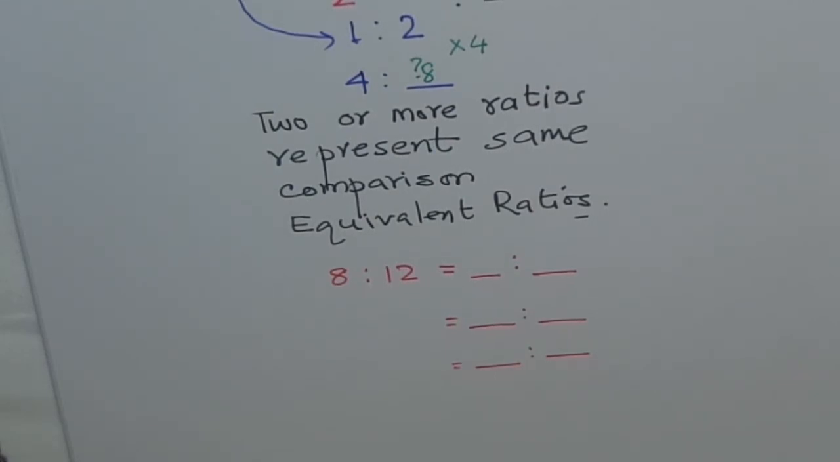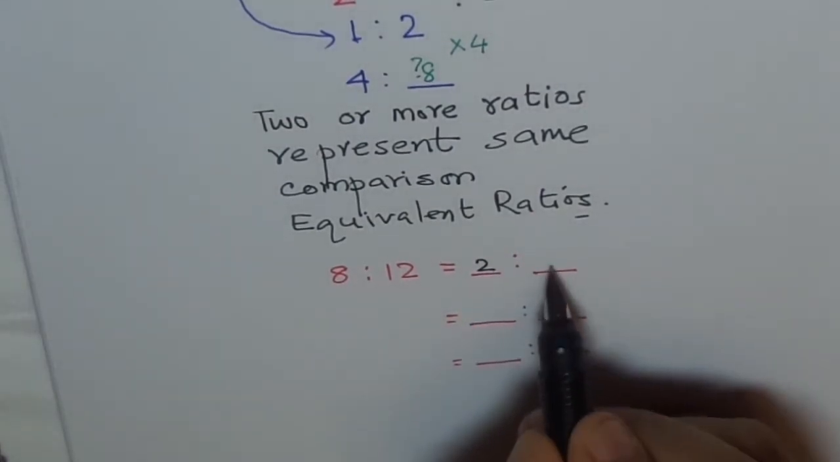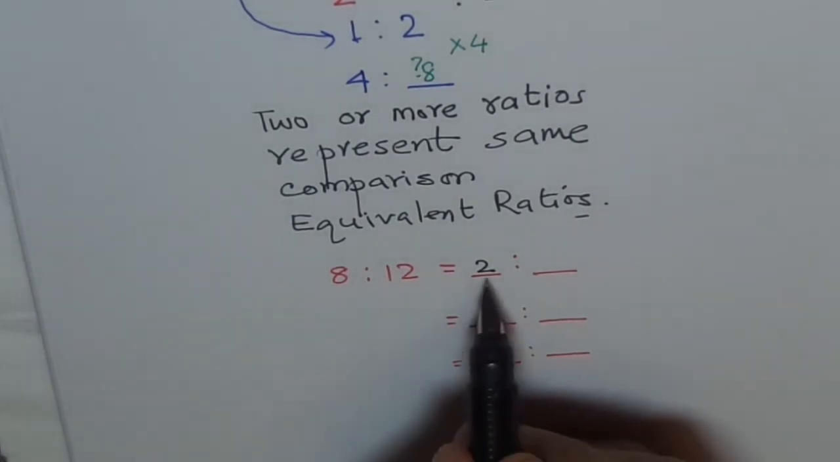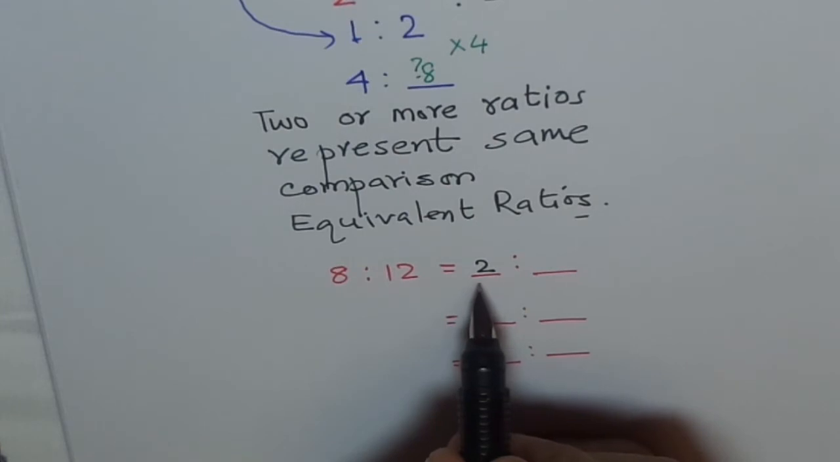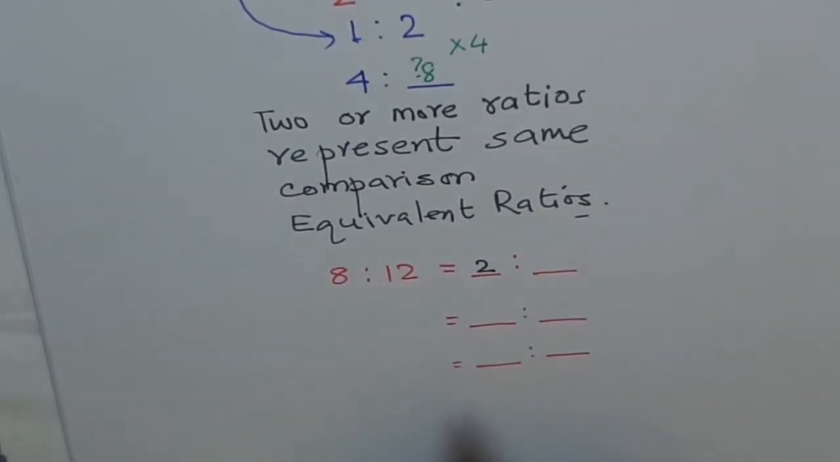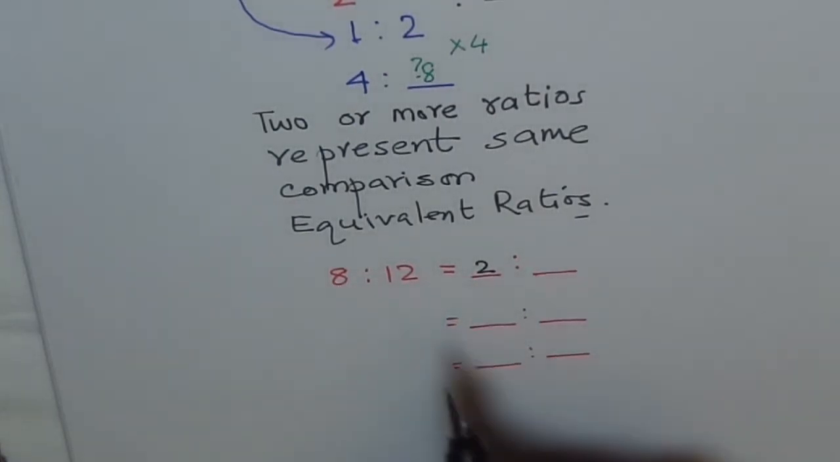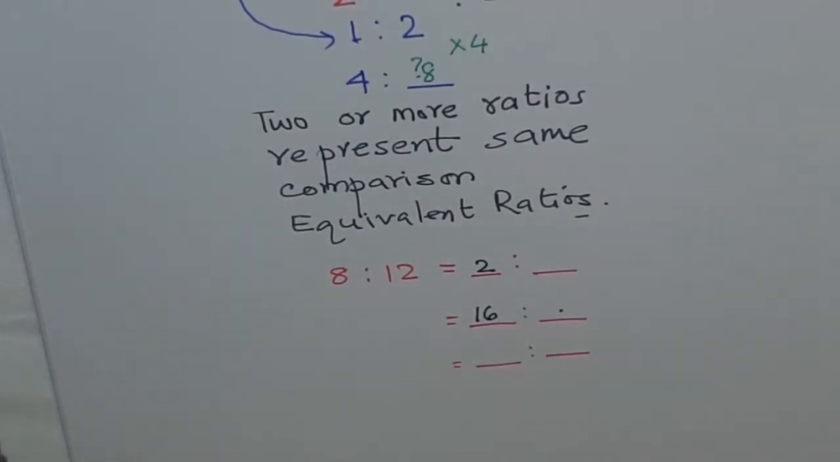Yes, you should. For example, if I write 2 here, what should come here? Think, how will I get 2 from 8? By dividing it by 4. So divide 12 by 4 and get a number here, correct? That is how you can get it, right? Now, it may be difficult for you to get equivalent ratios going lower. You can multiply also, right? If I write 16 here, then what should come here? Like that, you can make equivalent ratios.